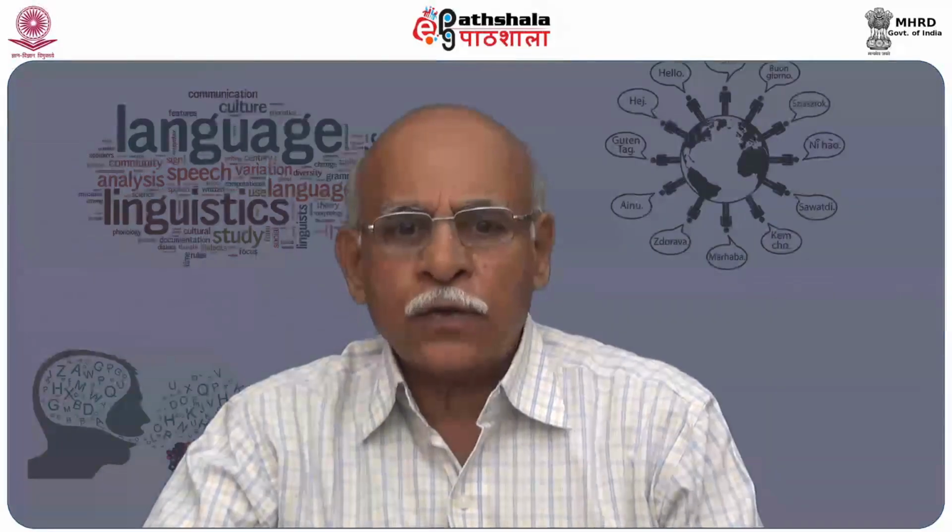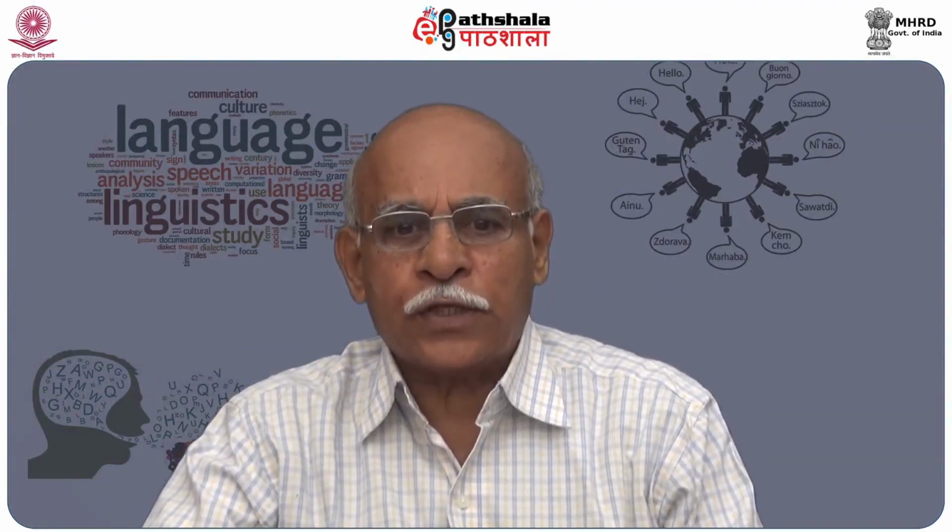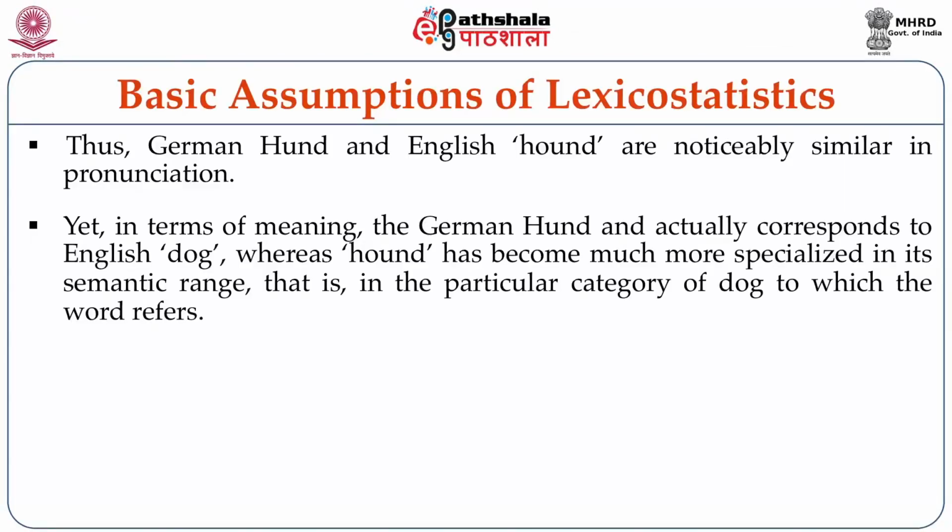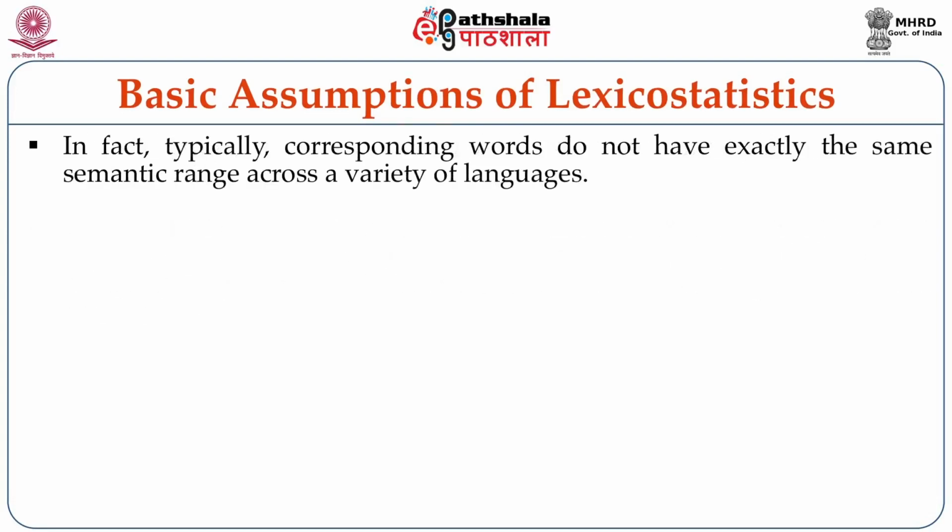Thus, German Hund and English hound are noticeably similar in pronunciation, yet in terms of meaning, the German Hund actually corresponds to English dog, whereas hound has become much more specialized in its semantic range, that is, in the particular category of dog to which the word refers. In fact, typically, corresponding words do not have exactly the same semantic range across a variety of languages.